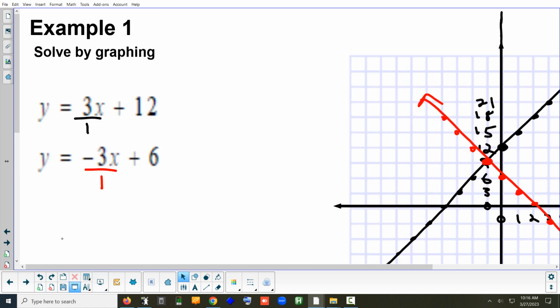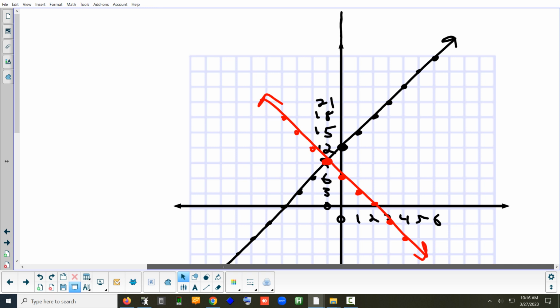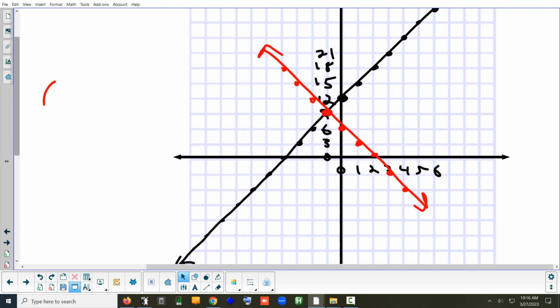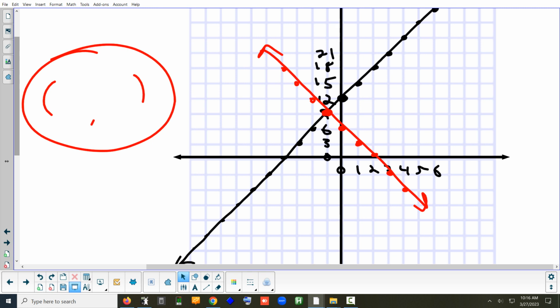Let me zoom in. And remember that y-axis goes by 3s. So can somebody tell me, where does it look like those two lines cross? Go ahead. Negative 1, 9. Yes. So we've gone left 1, and then up 3, 6, 9.